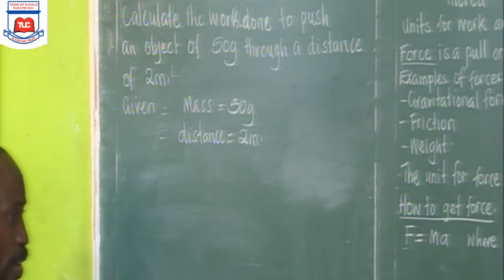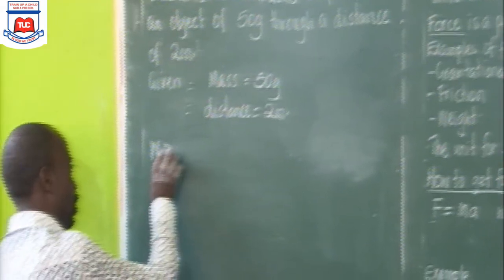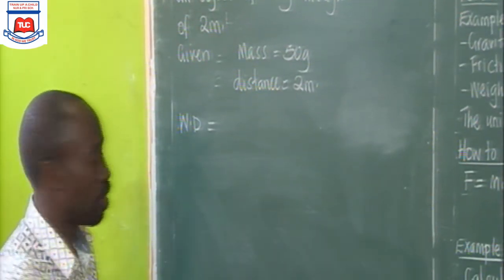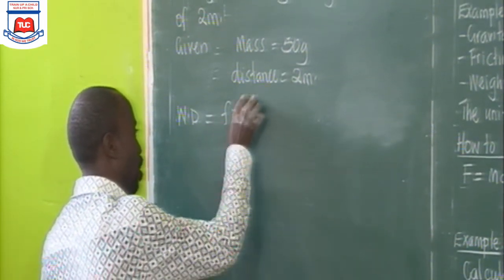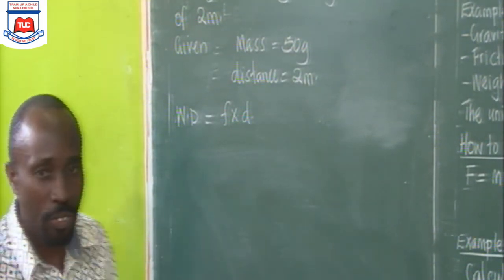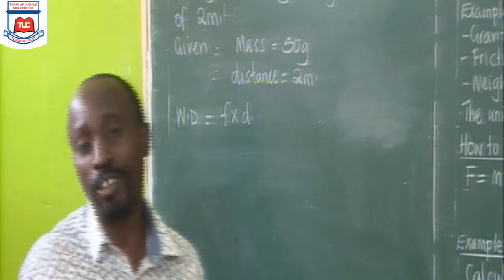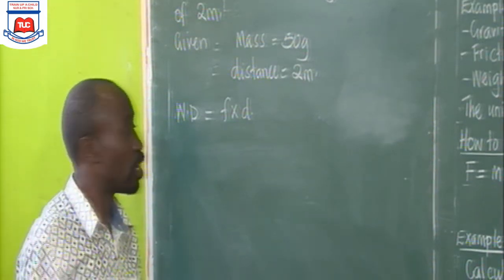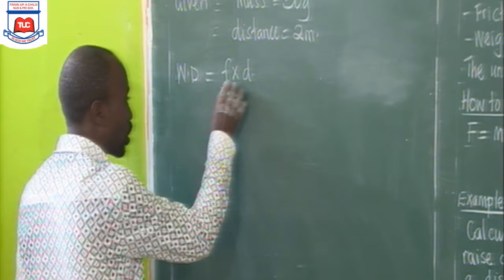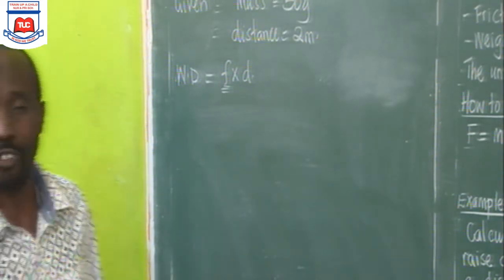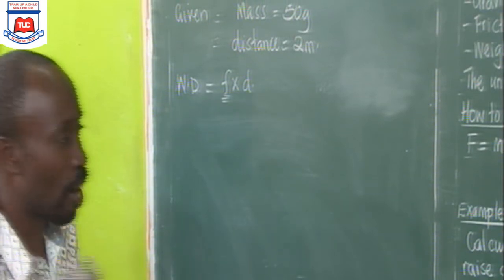Let's write our formula then. What is work done? WD simply stands for work done. Work done is the force times the distance. But when you look at our question, we don't have force. That means we need to first of all look for force. Let's go and look for this F here, the force. After getting the force, we shall be able to find out the work done.